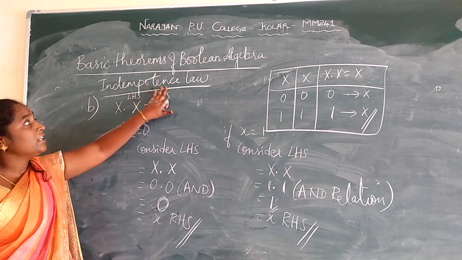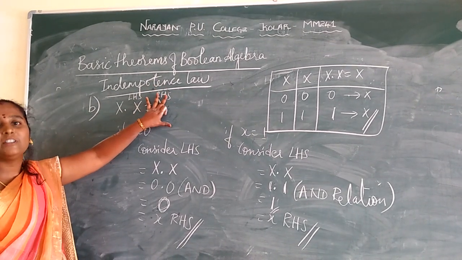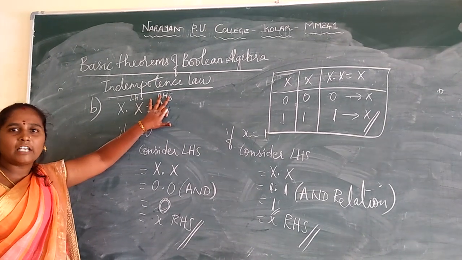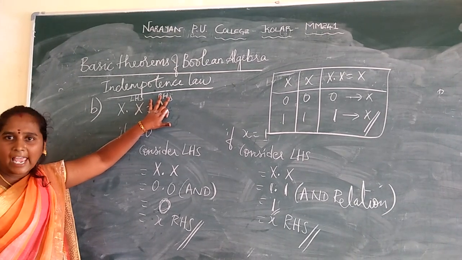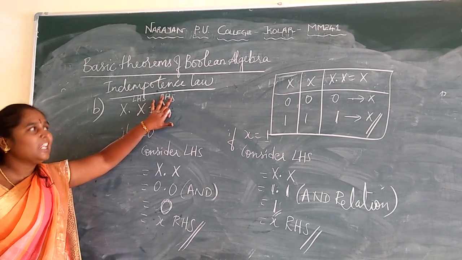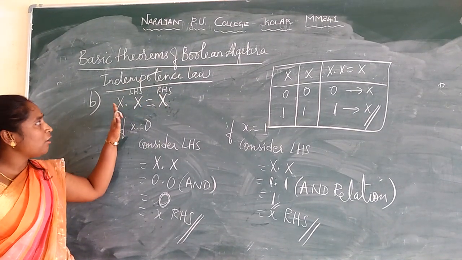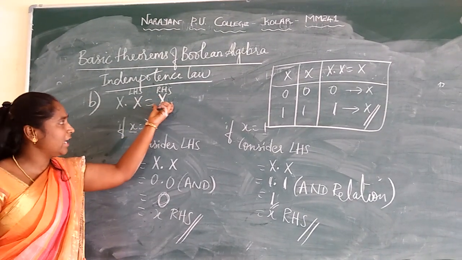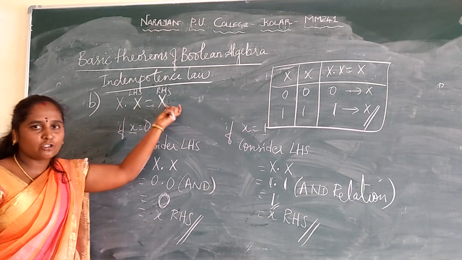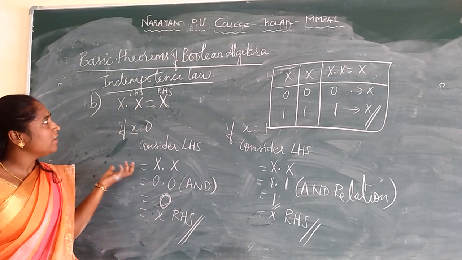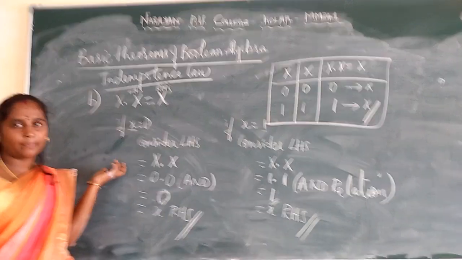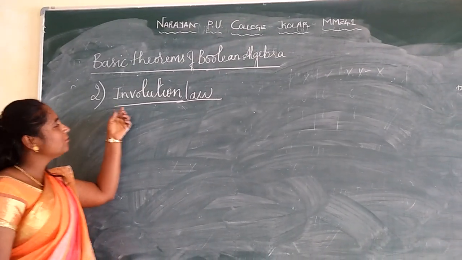Once again, what the idempotence law states is that when you consider any variable combined with itself using an AND operation or OR operation, the result is the same variable. So we have now solved x plus x is equal to x, and x into x is equal to x. So this law we have proved. The next law, the second law, is the involution law.